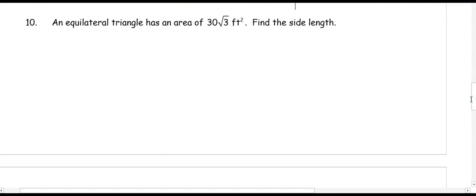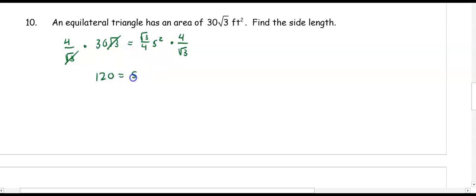In number 10, an equilateral triangle has an area of 30√3 feet squared. Find the side length. So we know that the area of an equilateral triangle is equal to √3/4 times the side squared. And we know our area right now is 30√3. So to get rid of that fraction in front of the s squared, we can multiply by the reciprocal, 4/√3. The √3s are going to cancel out, and we're left with 4 times 30, which is 120.